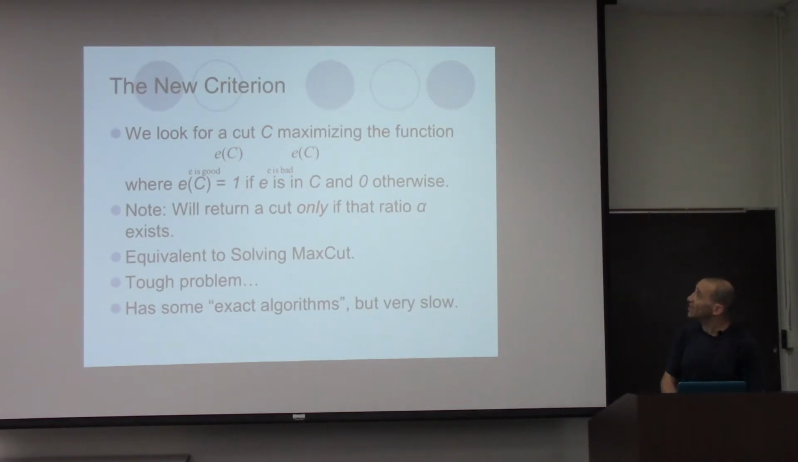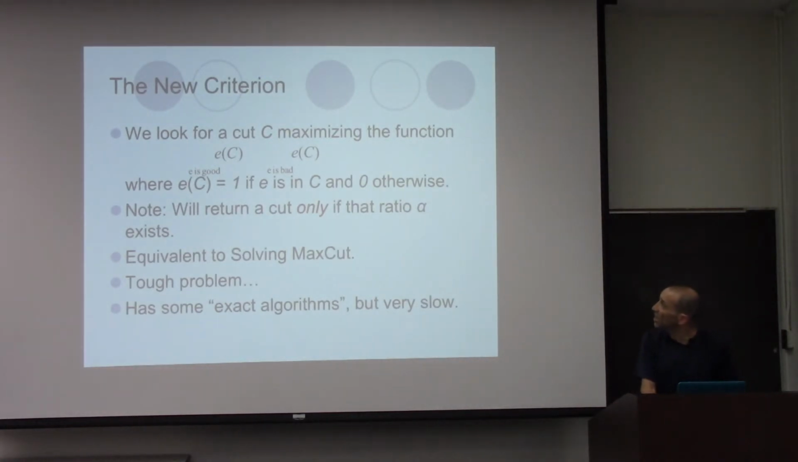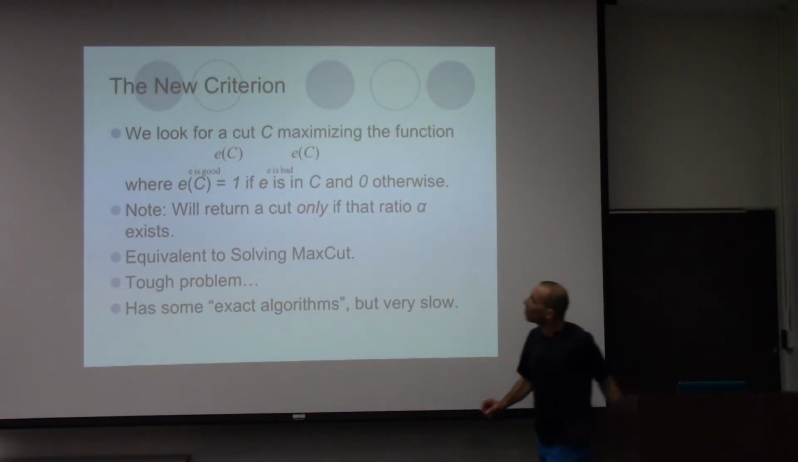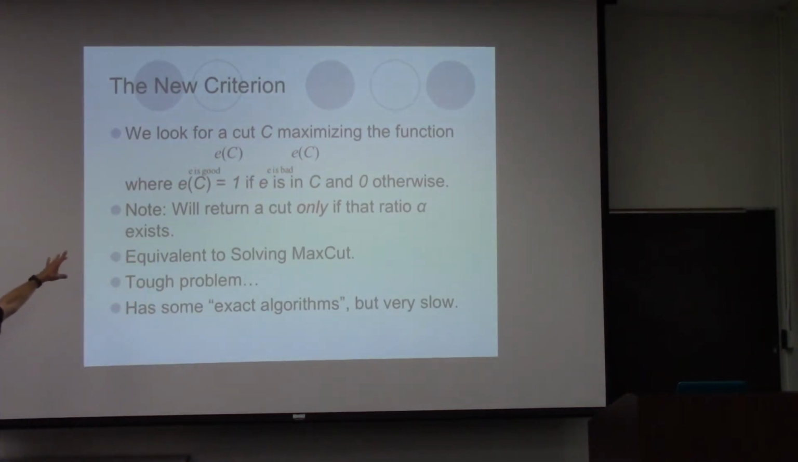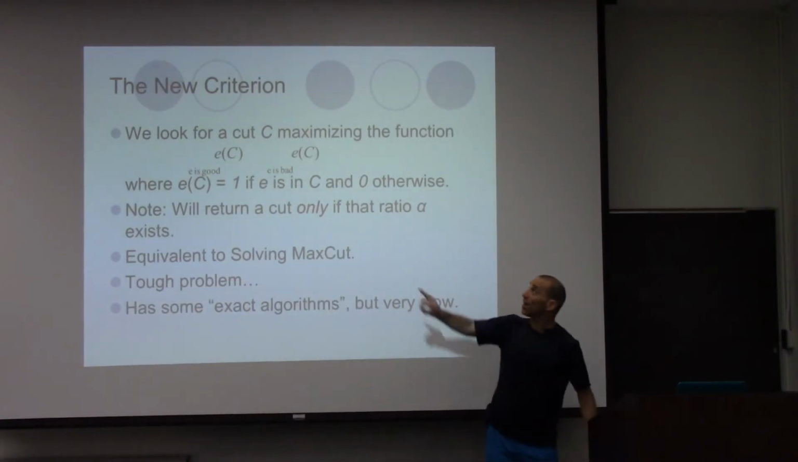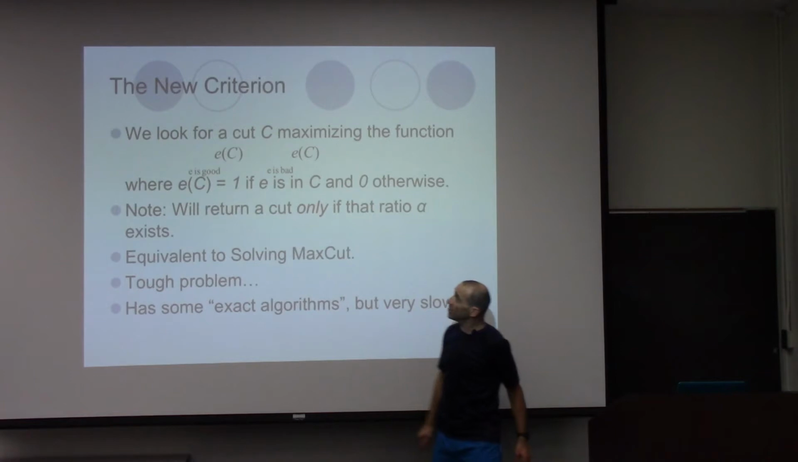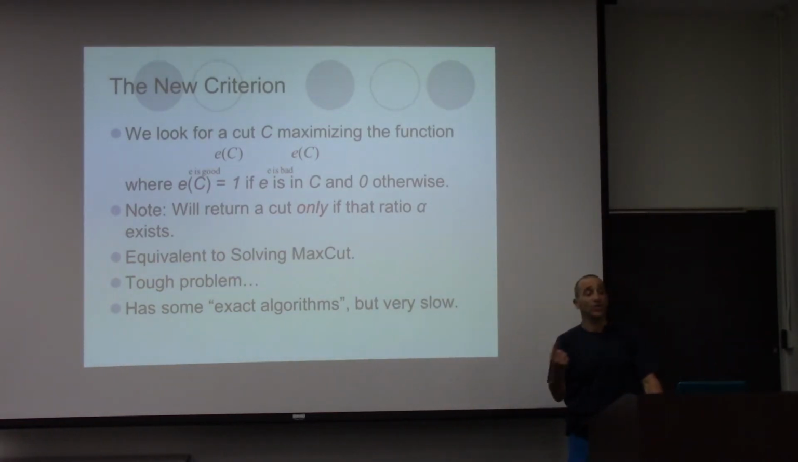We look for a cut C that maximizes the function. There is some problem here that is not seen. I don't know why, but there should have been some function here. I don't know why the symbols have disappeared. It's sigma over the good edges minus alpha times the bad edges, okay, where alpha is the ratio between the good and bad edges.